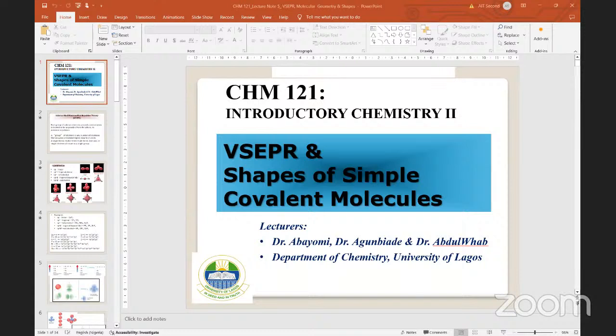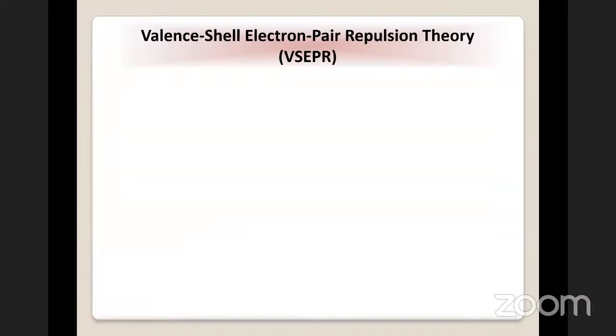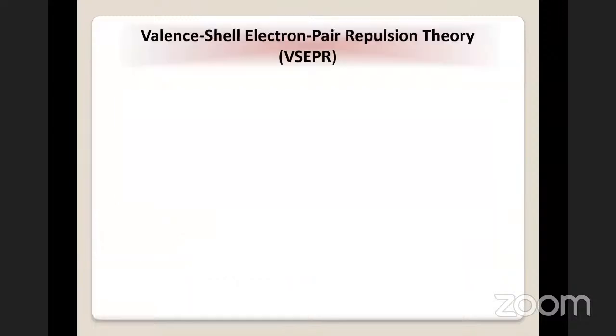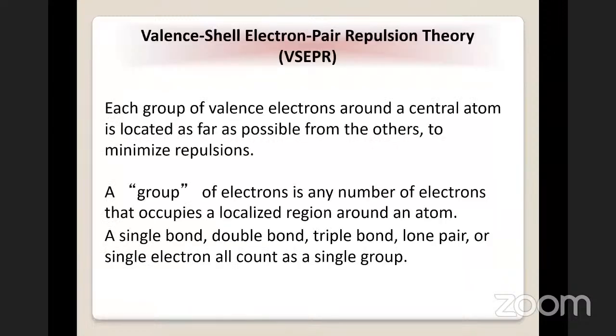The last time we met, I started to introduce you to valence shell electron pair repulsion theory. Once again, my name is Dr. Folusha Gumbiade. I'm teaching this class with Dr. Abayomi and Dr. Abdul Wahab. Last time, I tried to explain the concept from the fact that the central atom will always carry the terminal atoms. We look at the electronic configuration of the central atom and predict its shape, because covalent bonds are directional.